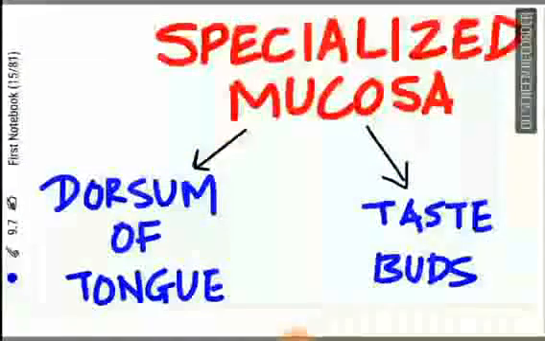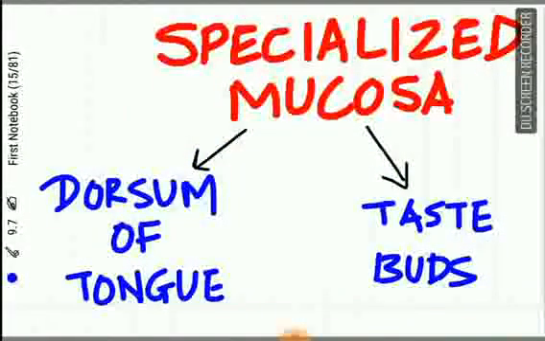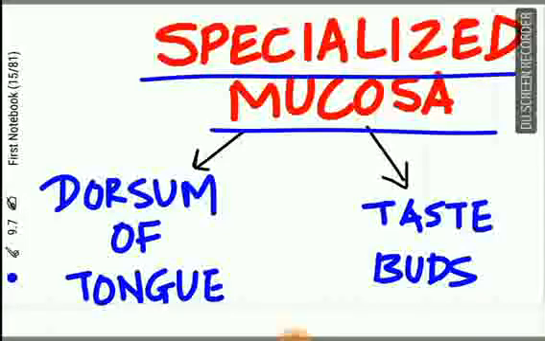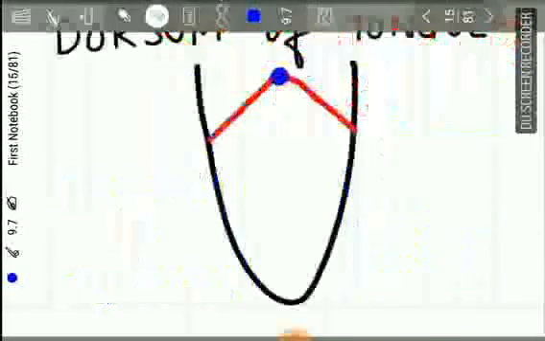Here we complete the lining mucosa. We have seen how the submucosa differs in every area of the lining mucosa. This is very, very important. Now next comes an equally important topic, the specialized mucosa. The specialized mucosa comprises the dorsum of the tongue and the taste buds.